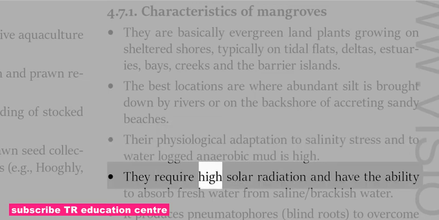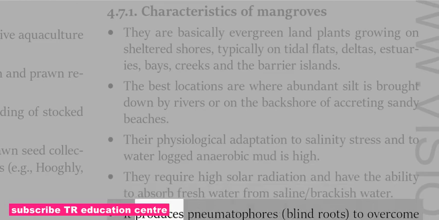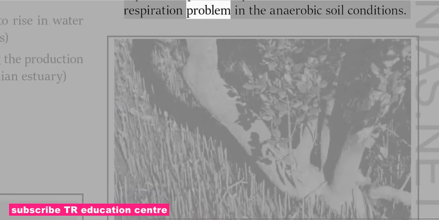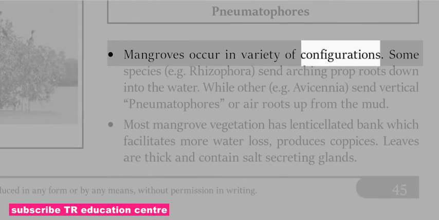They require high solar radiation and have the ability to absorb fresh water from saline brackish water. It produces pneumatophores, blind roots, to overcome respiration problems in the anaerobic soil conditions. Pneumatophores: mangroves occur in a variety of configurations.